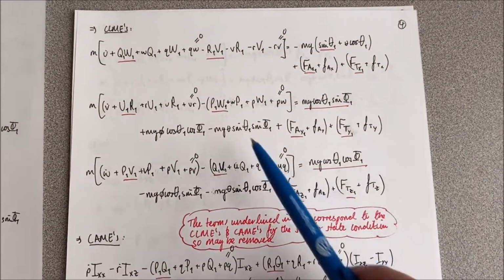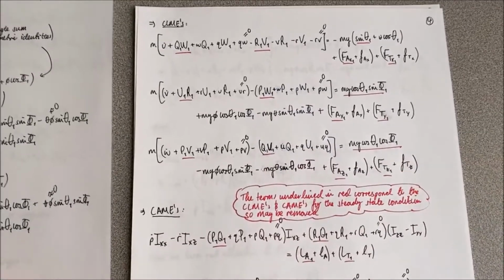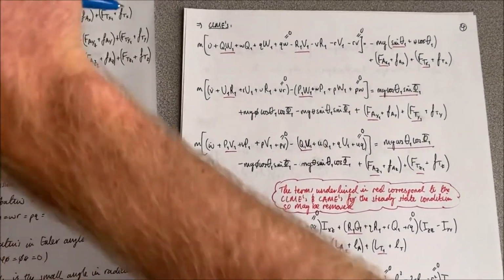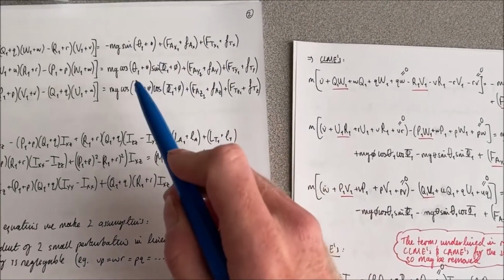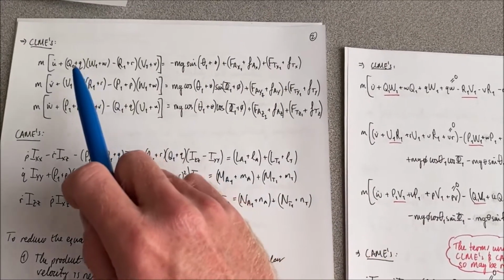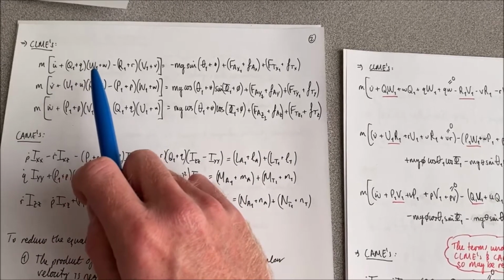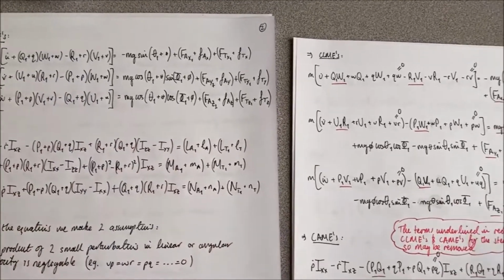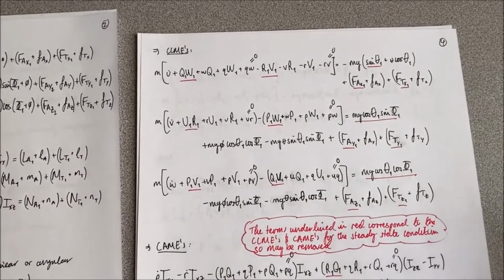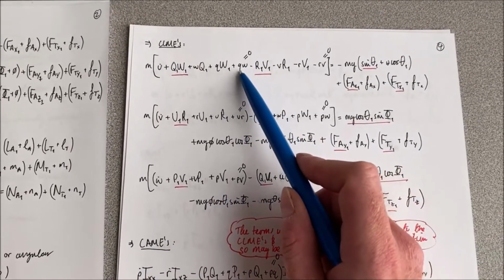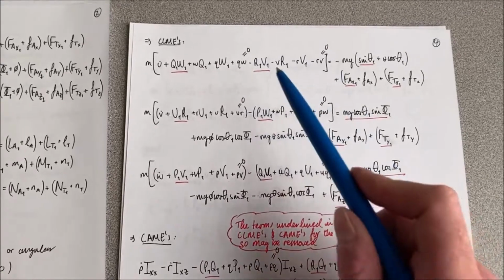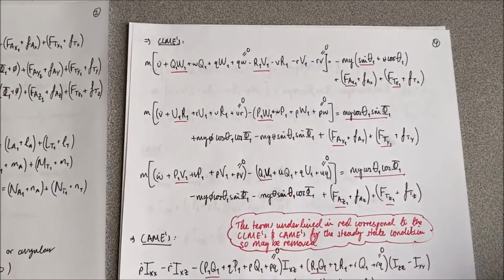So the other thing I've done here is I've included those trigonometric simplifications that we've just been through, but I've also gone ahead and expanded out these terms here on the left hand side. So that's what I've got here. Remember, we're also assuming that the product of two small perturbations is 0, so I've gone ahead and labelled all of those on as well.